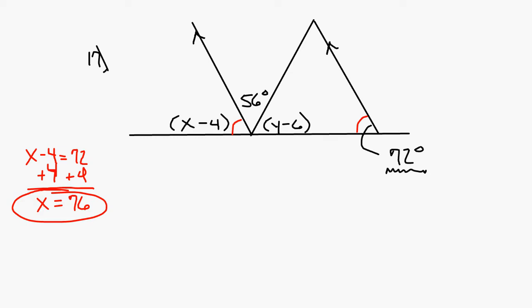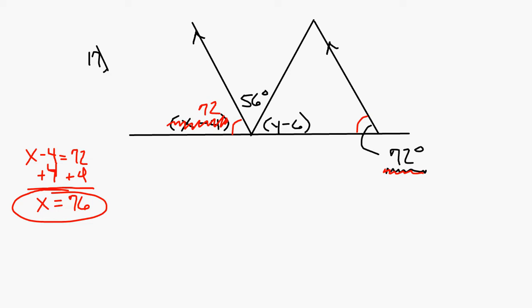There's your value of x. But now what you can do is get rid of this x - 4 that's in here and replace it with a 72, because that's what this angle's measure is. So this is 72.